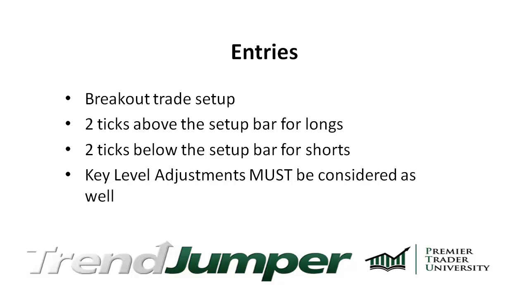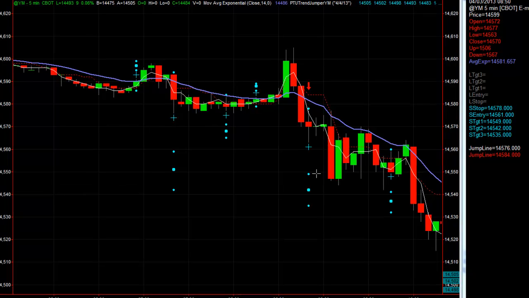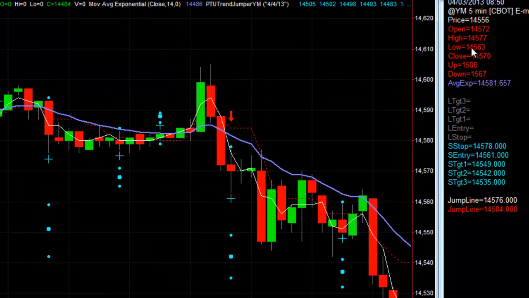The crossover trade is actually a breakout style trade setup. It wants additional confirmation before actually triggering into the trade. The final thing that has to occur is that the price needs to move 2 ticks beyond the high of the bar for longs or the low of the bar for shorts to actually get into the trade. We also have to consider key level adjustments, which I'm going to explain thoroughly a little bit later. Notice on the short trade that we just looked at, the low of the bar is 14,563. Notice that the entry prints at 14,561, 2 ticks below the setup bar.